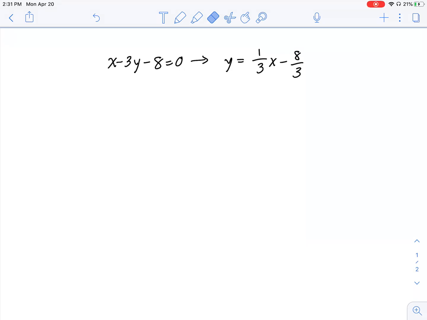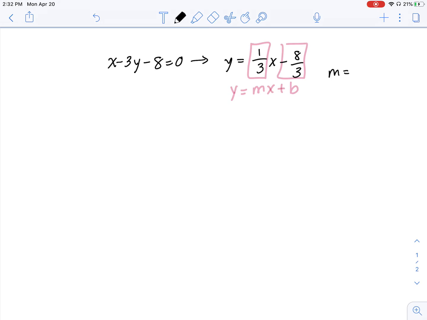So we have this equation x minus 3y minus 8 equals 0, written in standard form in question number 1, and we found its y equals mx plus b equivalent, y equals 1 over 3x minus 8 over 3. Now if we look at the y equals mx plus b template, we can see that whatever precedes the x is m and is the slope. And in this case, the slope is 1 over 3. Likewise, b is minus 8 over 3.